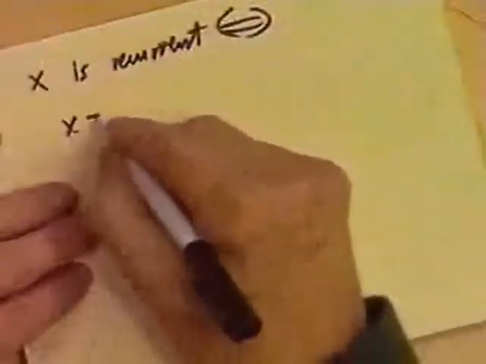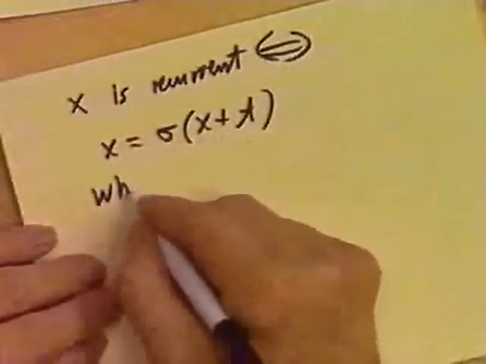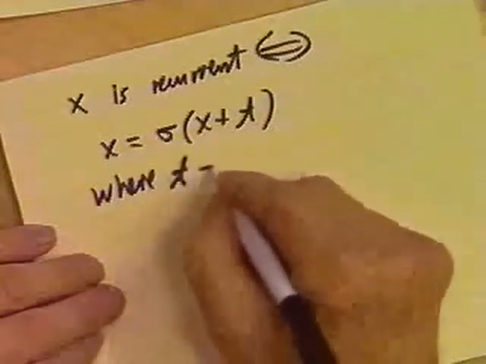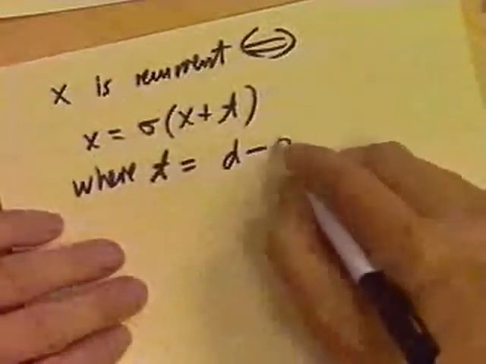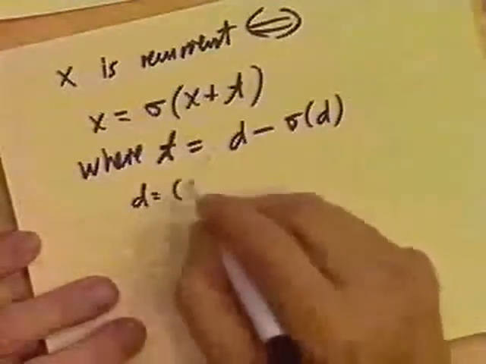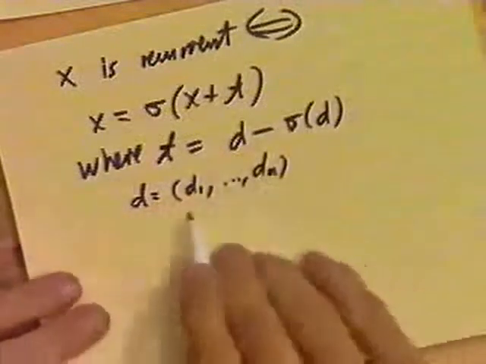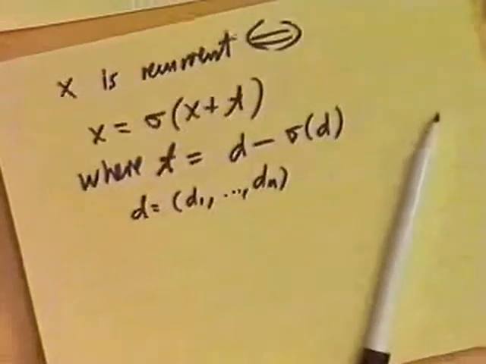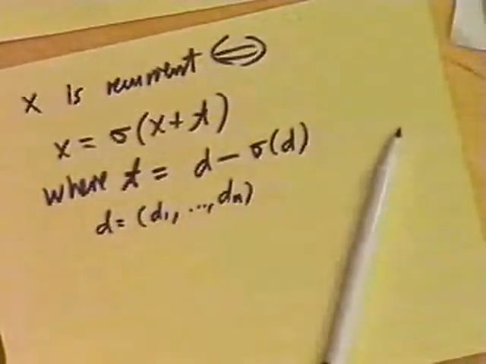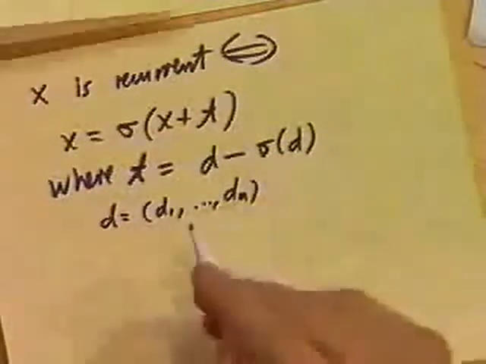So X is recurrent if and only if X equals sigma of X plus T, where T is D minus sigma of D. Now, D is the state where everybody has its degree. So D is the state that everybody has. I started out with all 4s. That was D.